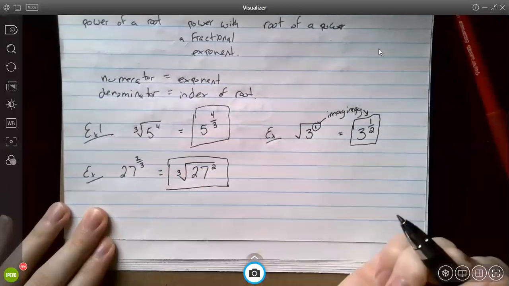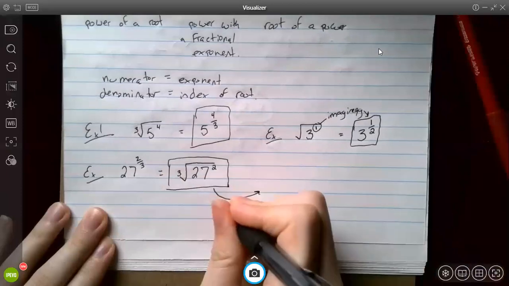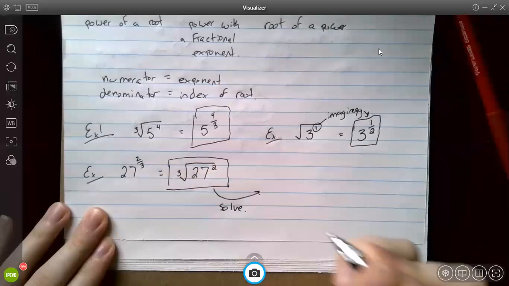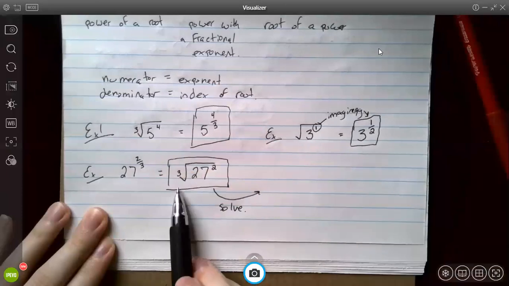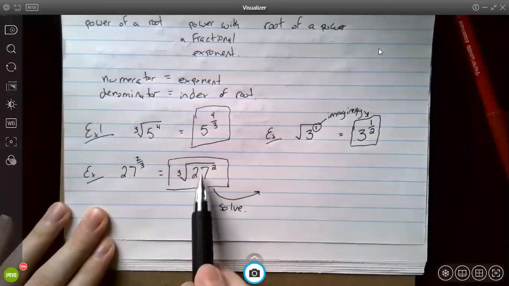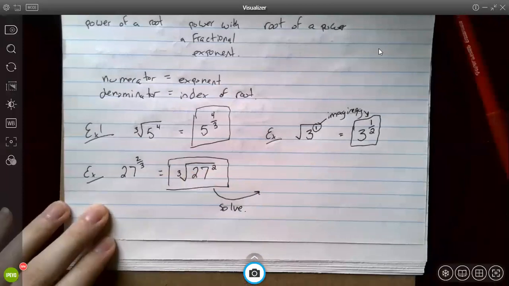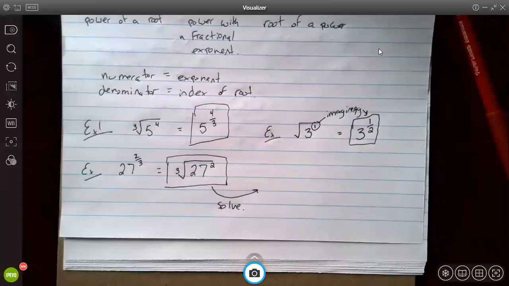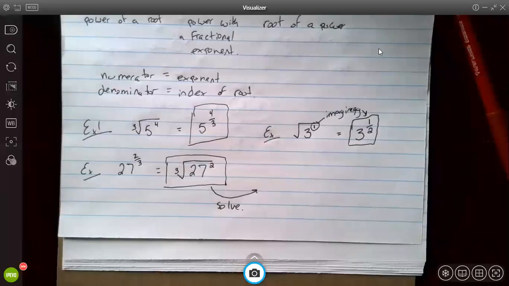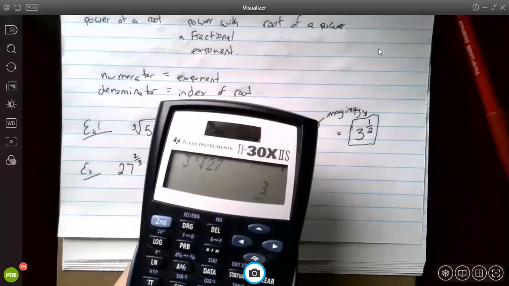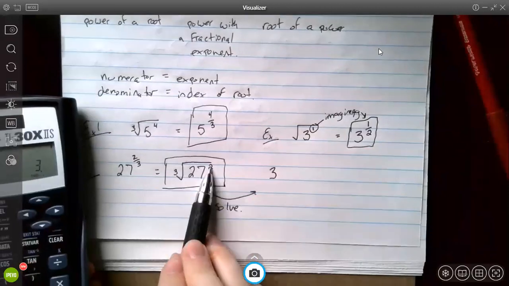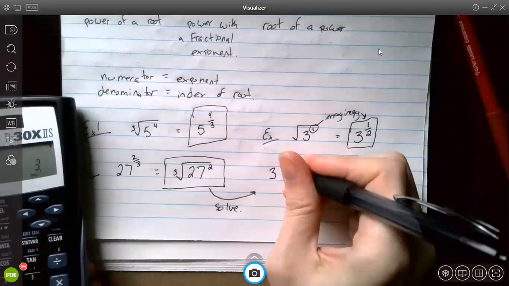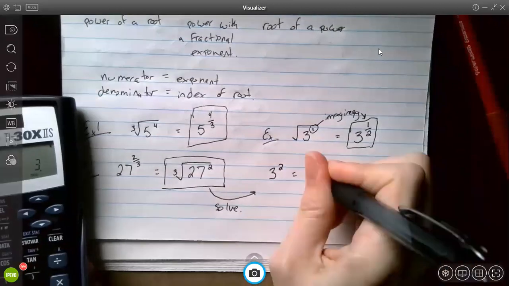However, sometimes it might ask you to actually solve. If it asks you to actually solve, then what you're going to do is figure out what the cubed root of 27 is. So in my calculator, I'll plug in the cubed root of 27, and the answer is 3. So I've solved the root part first. I've ignored the little squared sign, and then I can square it. And then 3 squared is 9.